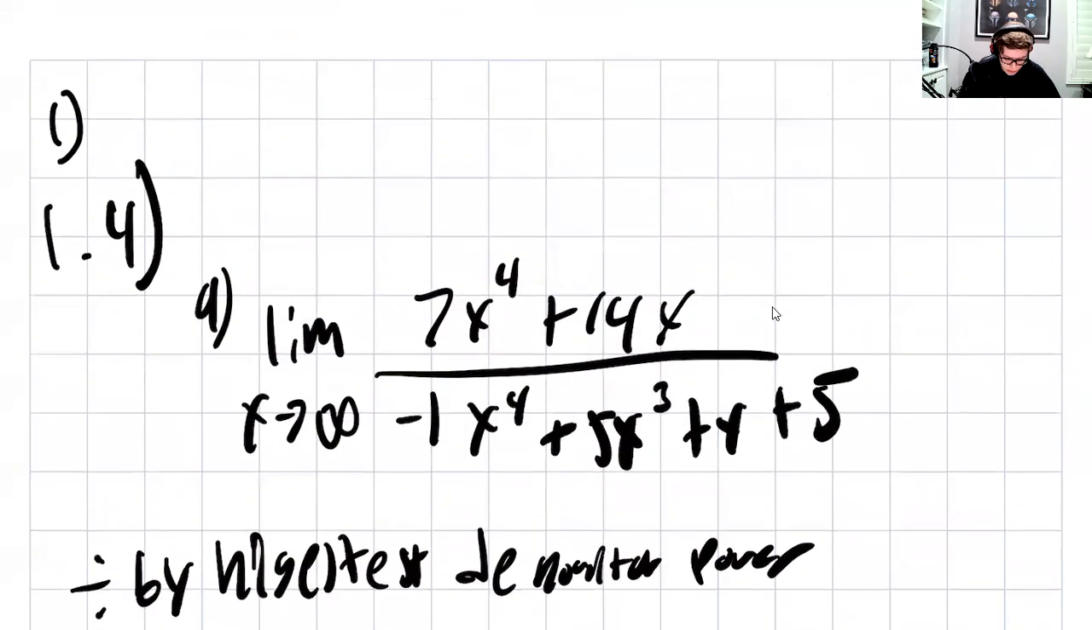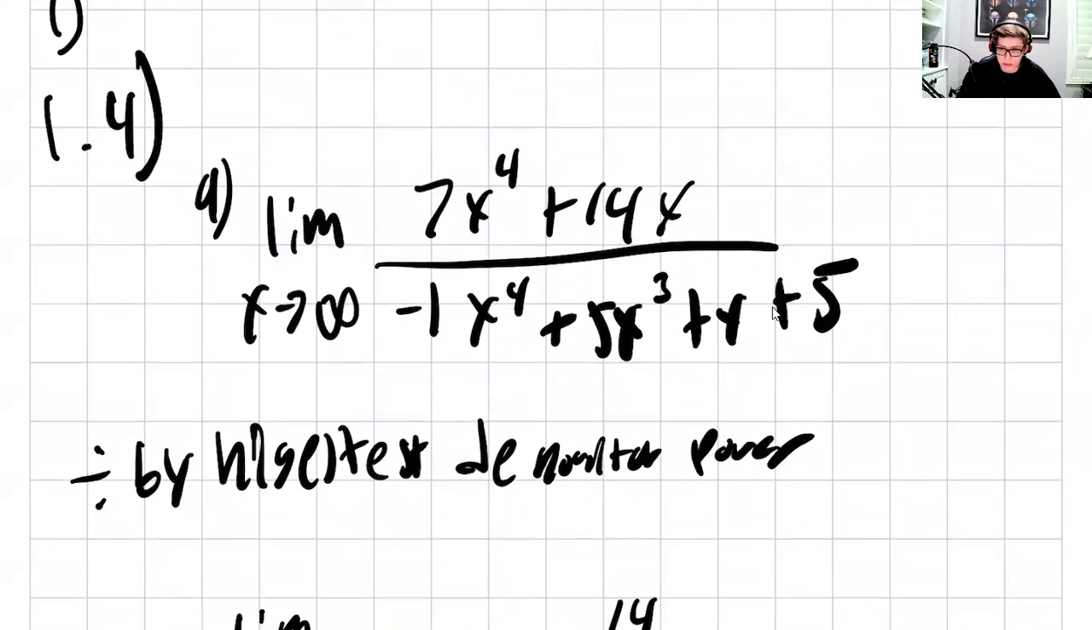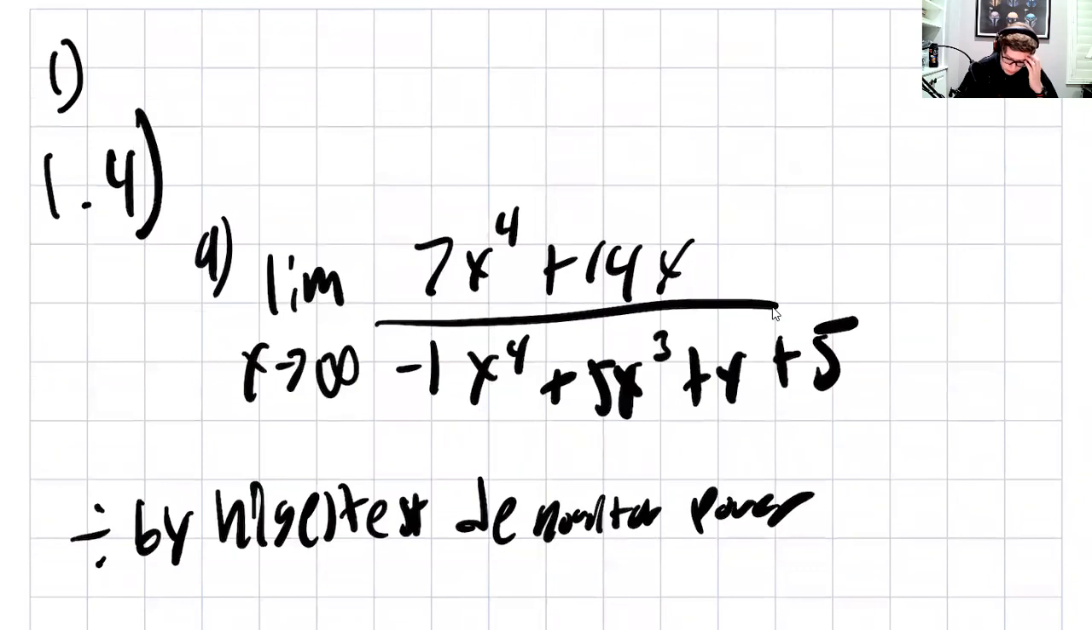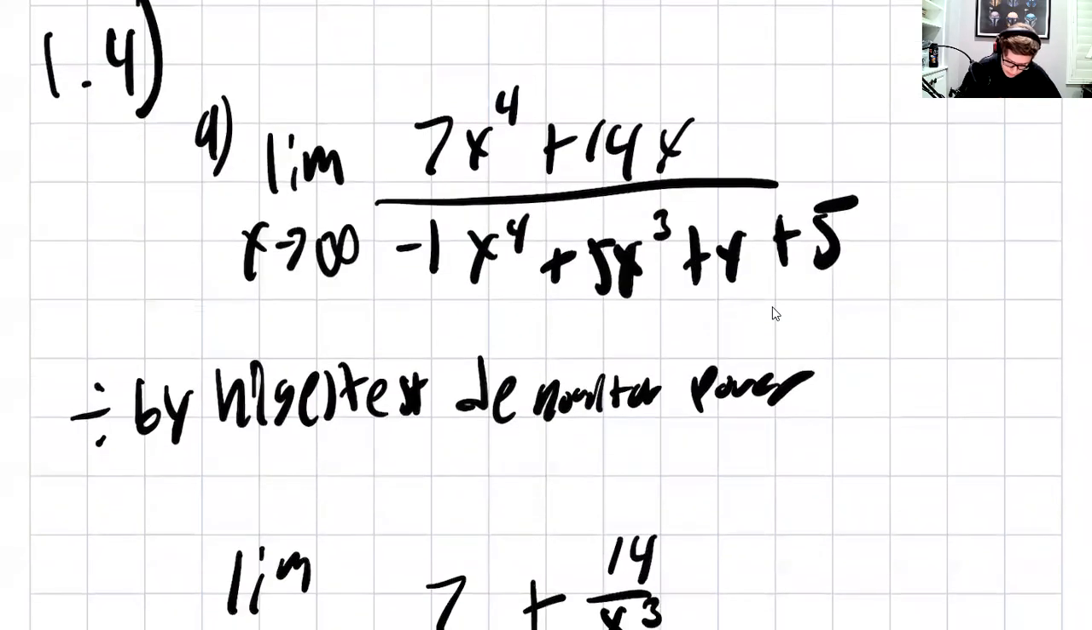So for question 1, it asked to take a problem off exam 1 that you didn't get full credit on and to rewrite it. So I did question 4 in exam 1. For part A, it asked to find the limit of this equation here.